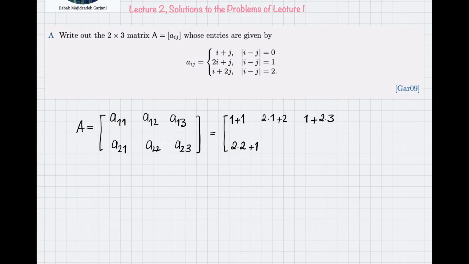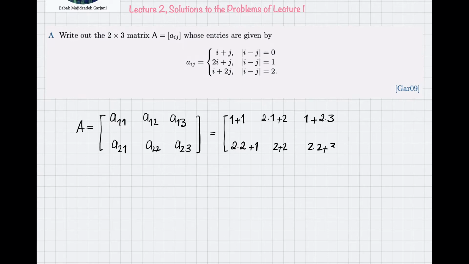For the next case, i and j are equal, so again I have to use the first rule, and I need to add the i and j indices together. So here it becomes 2 plus 2. And finally, for the last one, the i and j indices again satisfy the middle rule. Here the i index is 2, the j index is 3. So I subtract them, it becomes negative 1. The absolute value of negative 1 is equal to 1. So I need to multiply the i index by 2 and add it to the j index.